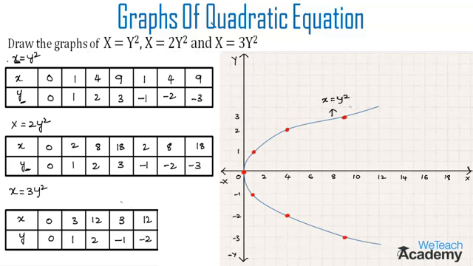And now let us plot the points for the equation x is equal to 2y square. So we have the first ordered pair as 0, 0. So it is a point over here. Then the next ordered pair is 2, 1. So we get a point somewhere here. So let us mark it. Then let us mark a point for the ordered pair 8, 2 over here. And then we get a point over here for the ordered pair 18, 3.